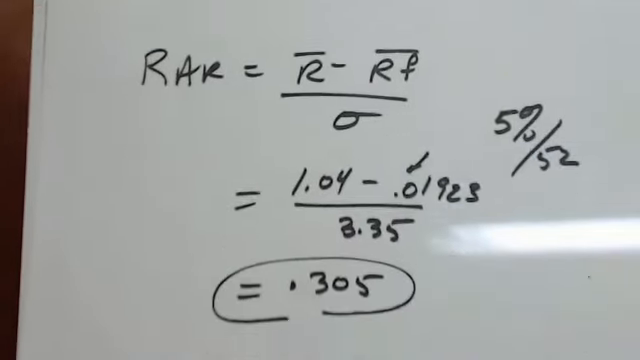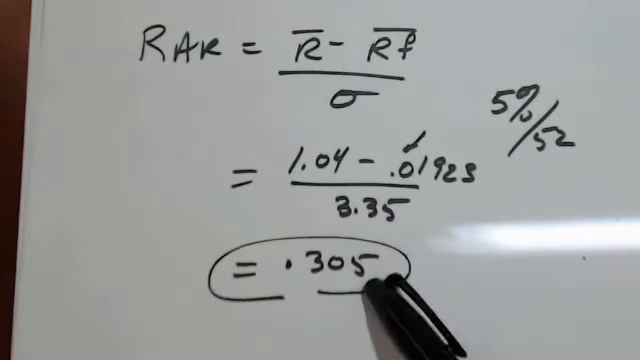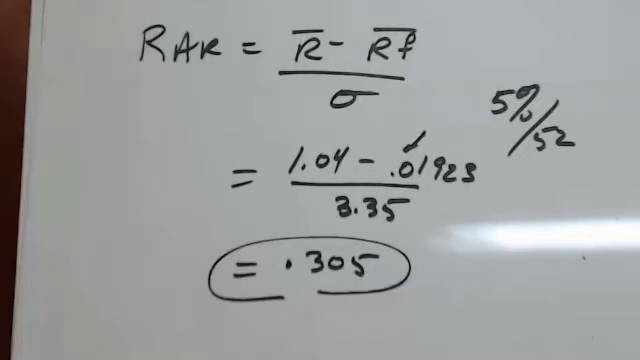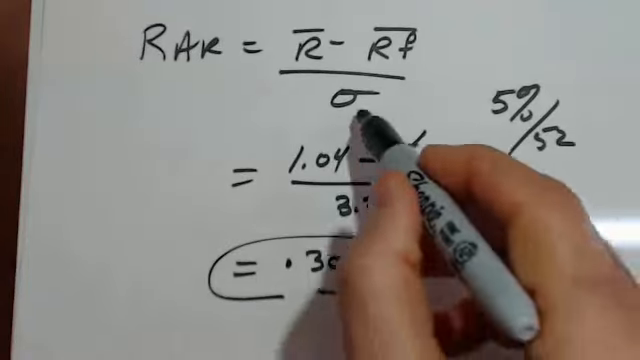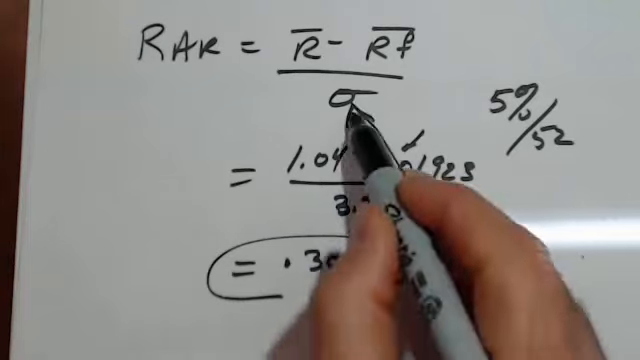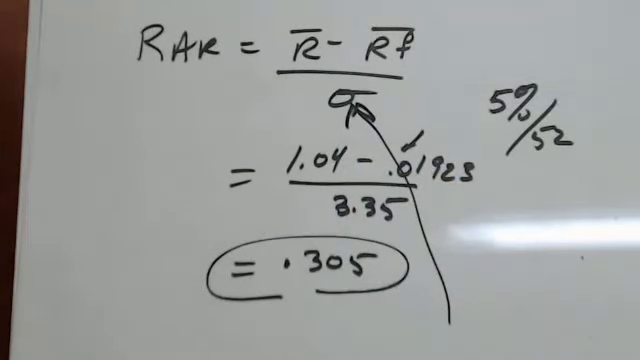So what this says is for every unit of risk that we've taken, we've earned 0.305% risk premium on it. Now, what type of risk did we take here? Sigma is a measure of volatility. It's a measure of total risk. And by total risk, I mean it's a measure of systemic risk, and it's a measure of idiosyncratic, company-specific type risk. And so we need to look at this concept a little bit more.